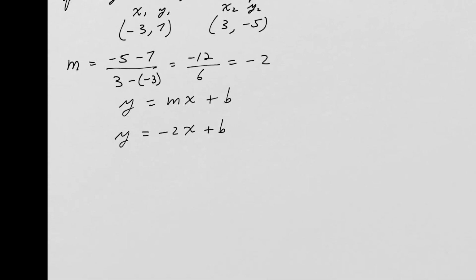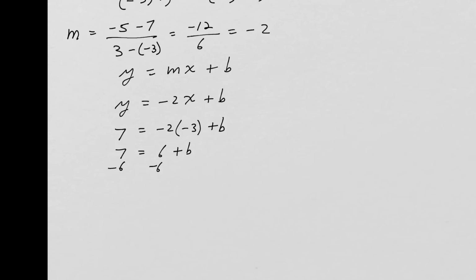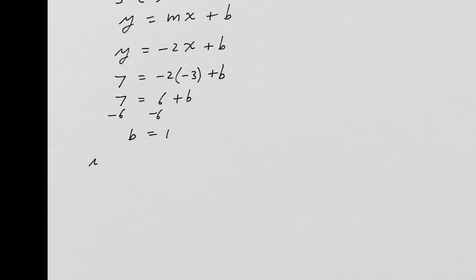So let me just use the first one. So y is 7, where x is negative 3. So this is 7 is equal to 6 plus b. And then finally, I need to subtract 6 from both sides. So b is equal to 1. Okay, so my equation of the line must have been y equals negative 2x plus b, so plus 1. Again, or you could write it, if you want it as a function, then f of x equals negative 2x plus 1.